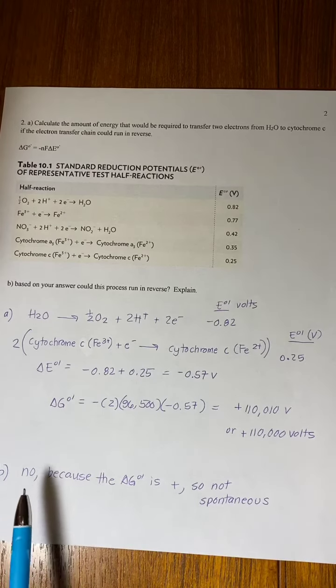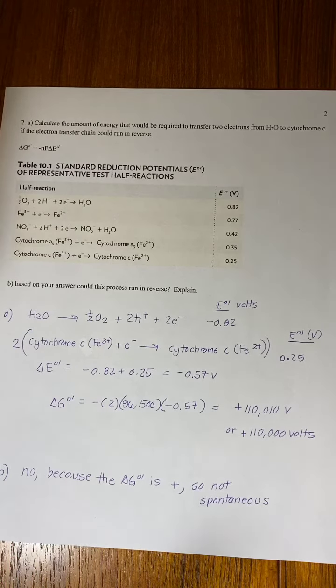And that's what part B asked. It said, based on your answer, could this process, meaning what we have in part A, run in the reverse? And the answer is no, because the delta G is positive, so it's not spontaneous.